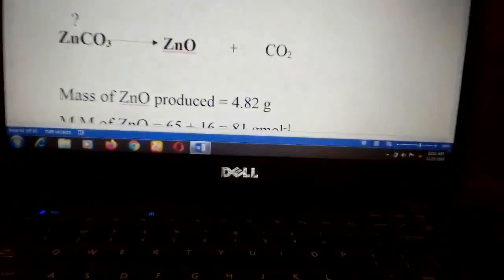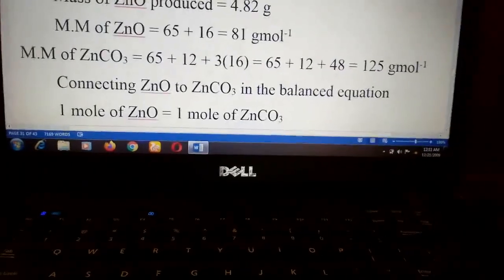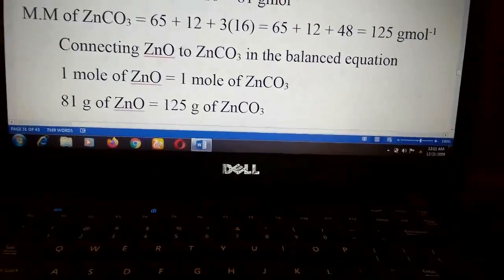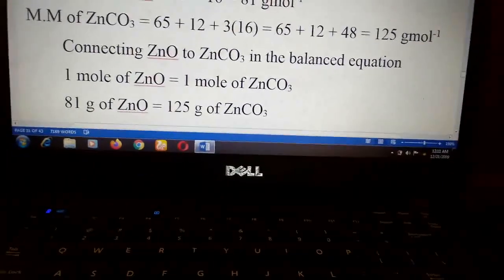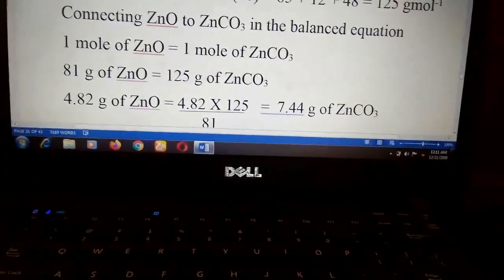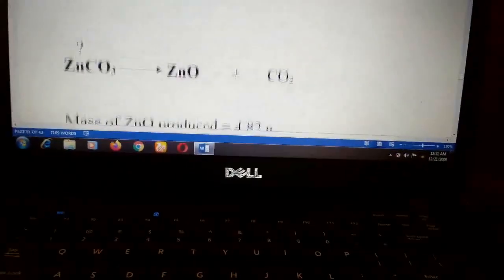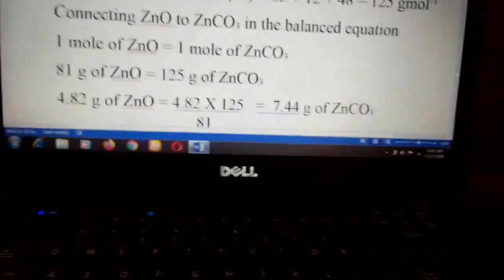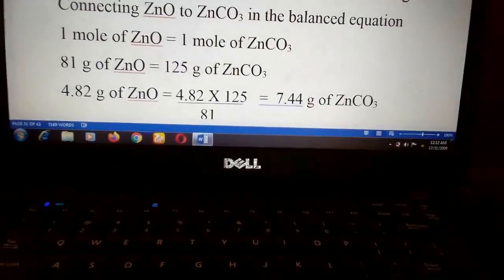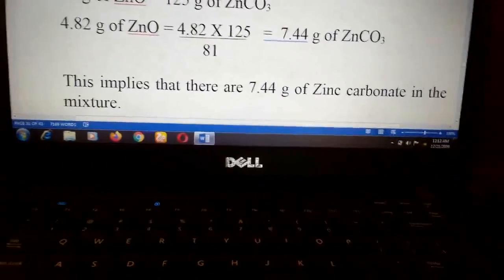Then connecting the two substances together, zinc oxide to zinc carbonate, the stoichiometric ratio is 1 mole to 1 mole. We now have 1 mole of zinc oxide equivalent to 1 mole of zinc carbonate. So since 1 mole is equivalent to the molar mass, we now say 81 grams of zinc oxide is equivalent to 125 grams of zinc carbonate. Therefore, 4.82 grams of zinc oxide, which represents the mass of zinc oxide produced in the reaction, will be equivalent to 4.82 times 125 over 81 by proportion. That gives us 7.44 grams of zinc carbonate in the mixture.